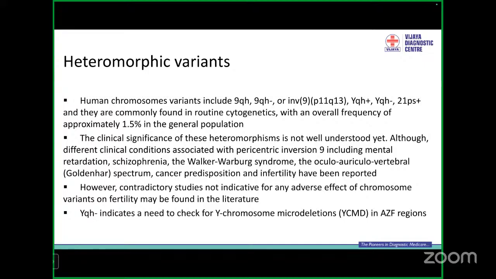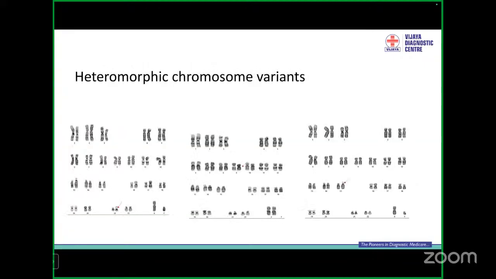For some conditions like YQH minus, which is another heteromorphic variant, we recommend Y chromosome microdeletion testing, where we check for actual YCMD deletions. If we are saying that it is a variant, it should not technically have any YCMD deletions. But if it is there, then it is not a heteromorphic variant. So we correlate that way. So these are some of the heteromorphic chromosome variants: 21 PS plus, 9 QH minus, 15 PS plus. These are the images of karyotypes which have chromosome heteromorphic variants.